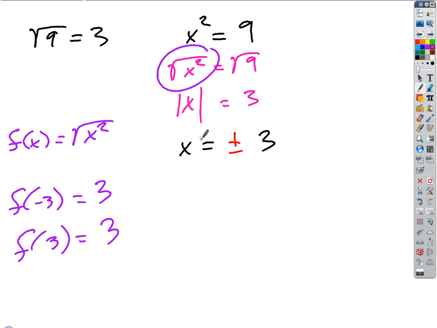And so what we're really doing is solving the absolute value equation: absolute value of x equals 3. What are the solutions of that equation? Plus or minus 3. So that's where that plus or minus comes from. It's not the square root. So when you're asking for the square root of a number, it's asking for the absolute value.